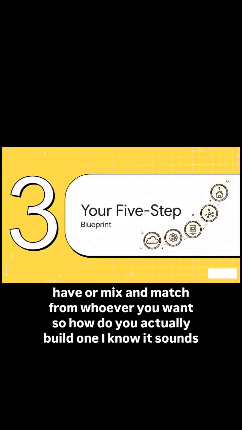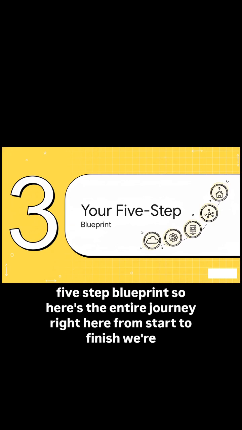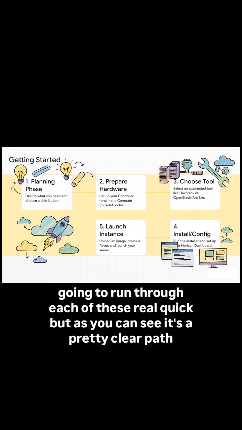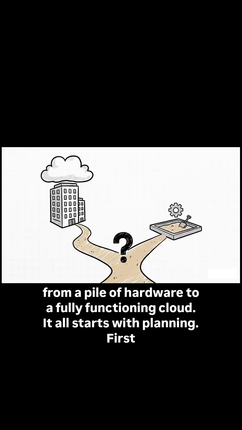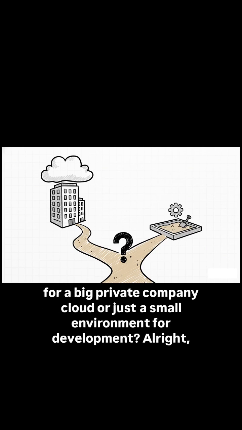So how do you actually build one? I know, it sounds super complicated, right? But the process can actually be broken down into a manageable 5-step blueprint. So here's the entire journey right here, from start to finish. We're going to run through each of these real quick, but as you can see, it's a pretty clear path from a pile of hardware to a fully functioning cloud. It all starts with planning. First things first, you've just got to decide what kind of cloud you actually need to build. Is it for a big private company cloud or just a small environment for development?